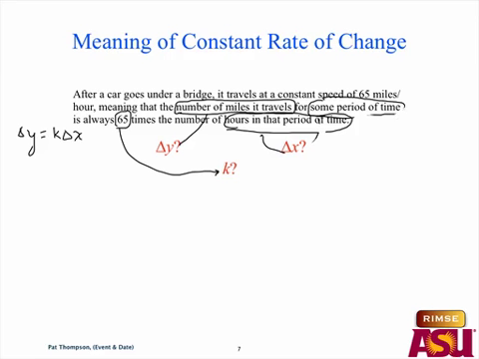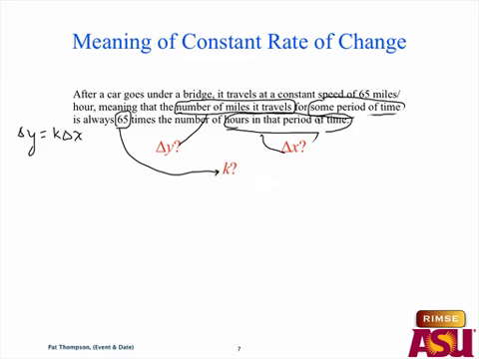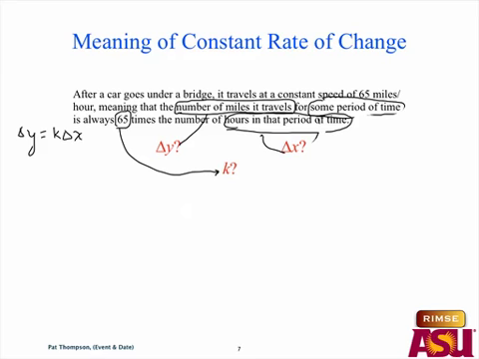So, is it okay if I make delta x the hours in that period of time? Is that the same thing? Okay. All right. This is what I meant. So, if delta y is k delta x, does it work? Is the number of miles traveled equal to 65 times the number of hours that went by? Yes. That's what it is.